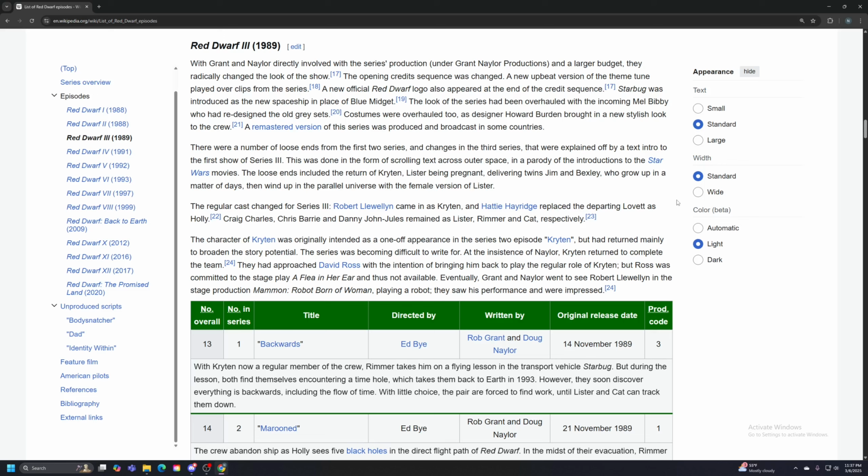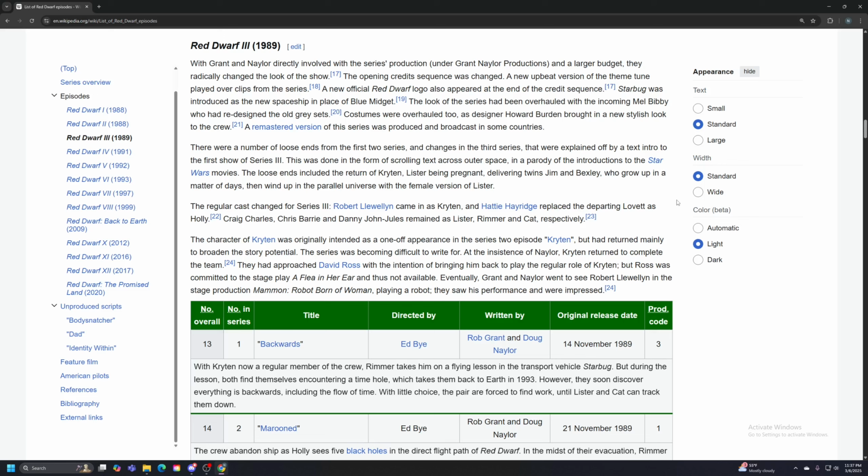Starbug was introduced as the new spaceship in place of Blue Midget. The look of the series had been overhauled with the incoming Mel Bibby, who had redesigned the old gray sets. Costumes were overhauled too, as designer Howard Burden brought in a new stylish look to the crew. A remastered version of this series was produced and broadcast in some countries.